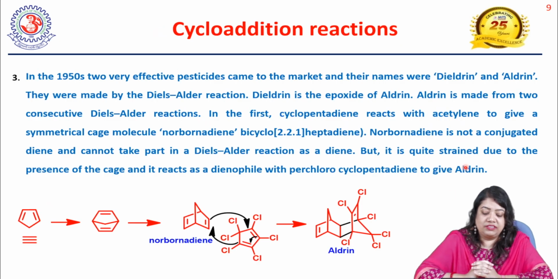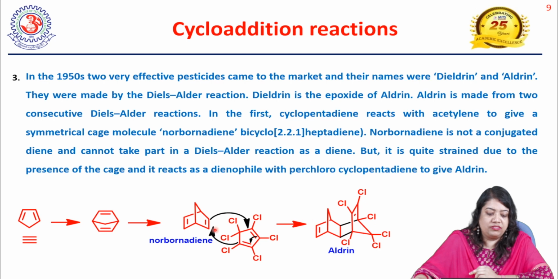Now I will discuss the formation of two pesticides, aldrin and dieldrin. So this is the structure of the pesticide aldrin, and dieldrin is simply the epoxide of this aldrin molecule. And this aldrin could be synthesized by two successive Diels-Alder reactions, which I am going to discuss here. So first, cyclopentadiene reacts with acetylene to form this symmetrical cage molecule norbornadiene. It is also known as bicyclo[2.2.1]heptadiene.